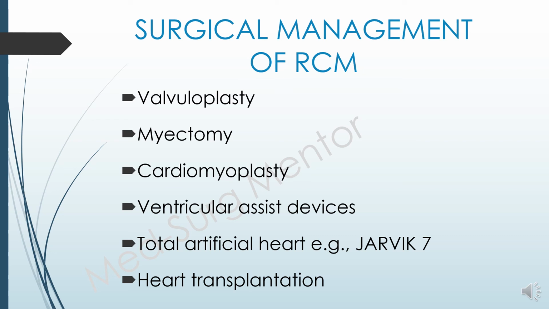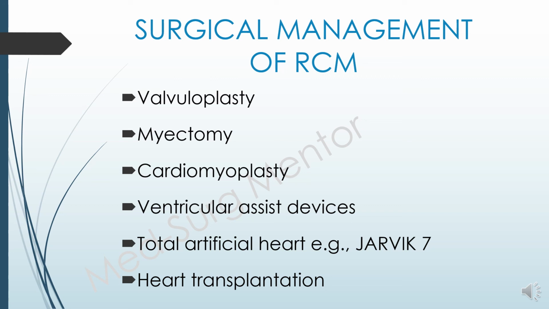Fourth one is ventricular assist devices. These are devices used to maintain the cardiac output for a relatively short period. Fifth one is total artificial heart. It's a pump that is surgically installed to provide circulation and to replace the diseased or damaged ventricles. It is commonly used in patients who are waiting for heart transplantation.